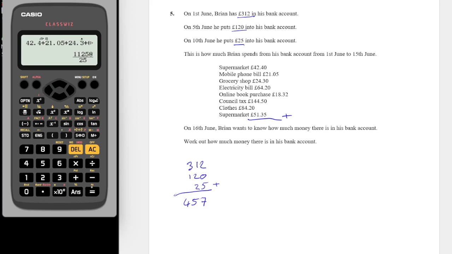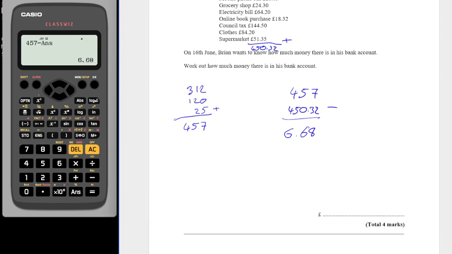That looks right, so let's just get the total for that. As a decimal, we reckon that he would have spent £450.32. So the amount in his bank account will be 557 minus 450.32. I've got this as my calculator answer at the moment. So if I do 557 minus that answer, that gives me he should have £6.68 in his bank account. Right, I'll put that into my answer line, £6.68.